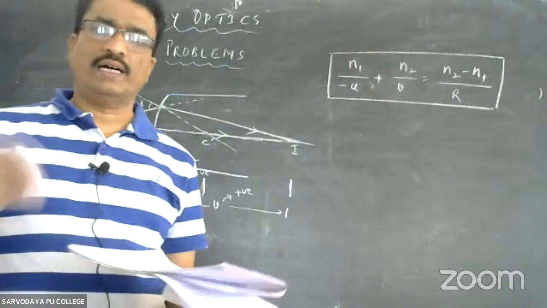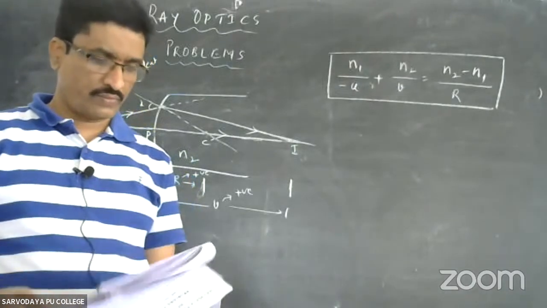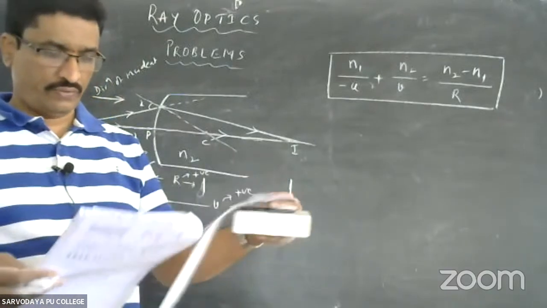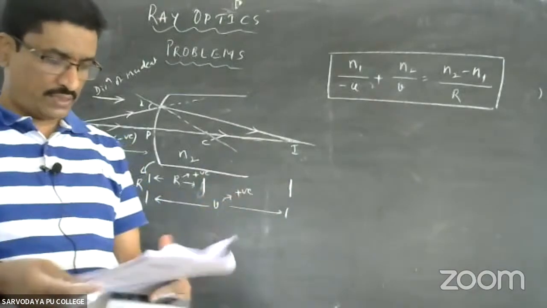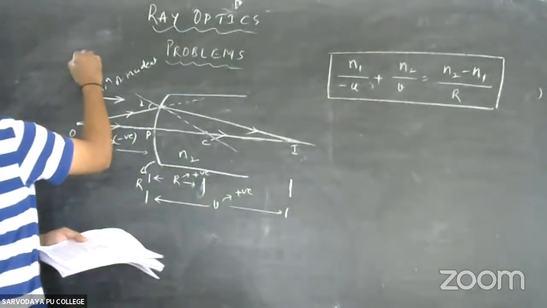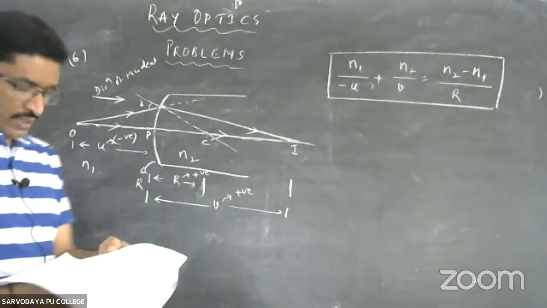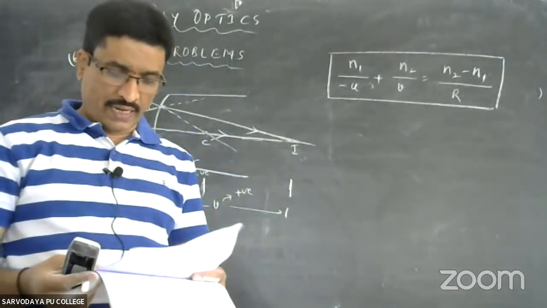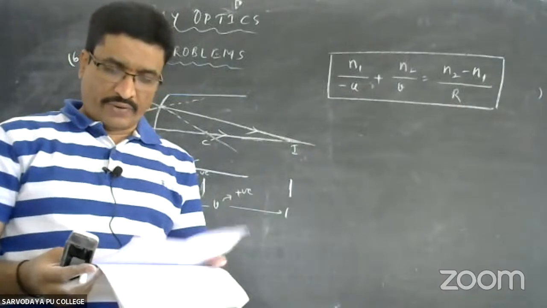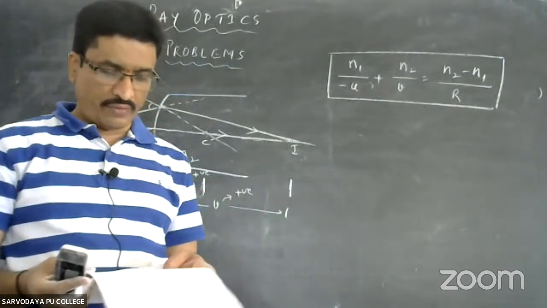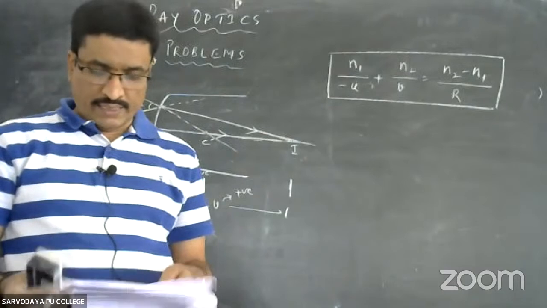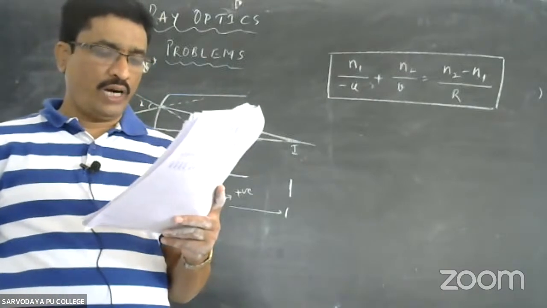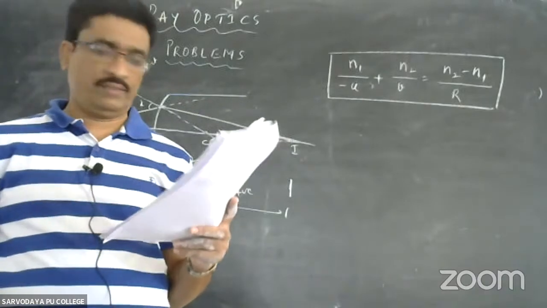Let us take that one first, and then we will go to the next one. The sixth problem that I am discussing now. Light from a point source in air falls on a spherical glass surface of refractive index 1.5 and radius of curvature 20 centimeter. The distance of the light source from the glass surface is 100 centimeter. At what position is the image formed?